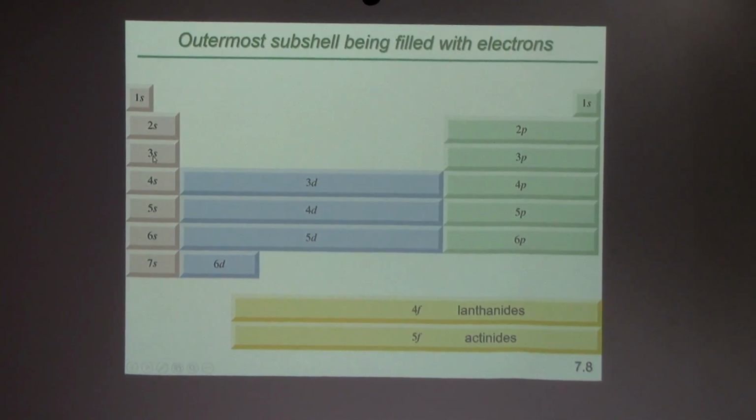Now let's take a look at fluorine. Fluorine is a halogen, so group 7, and it's on the second period. And its outermost electron goes in 2p. So this is telling you that it is 2p.